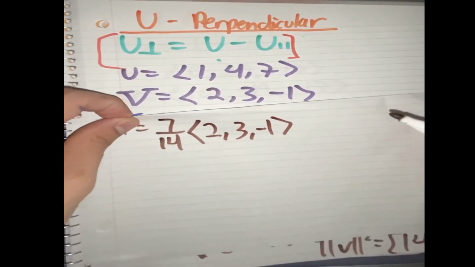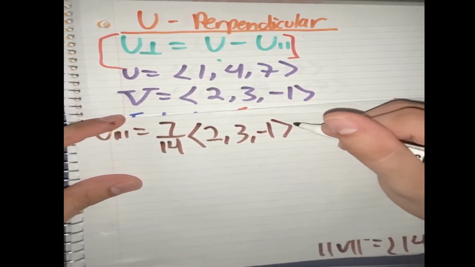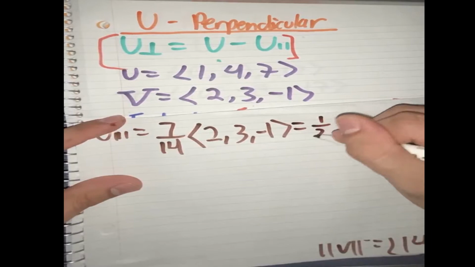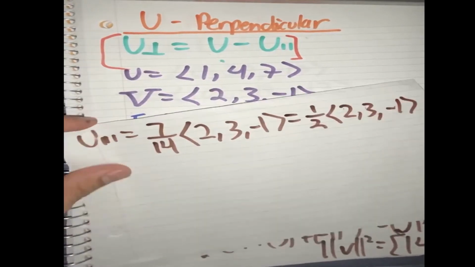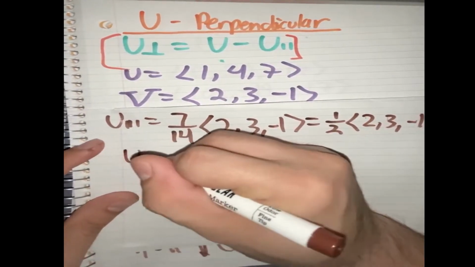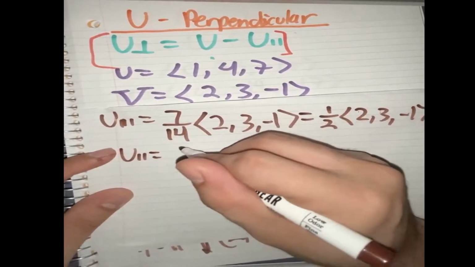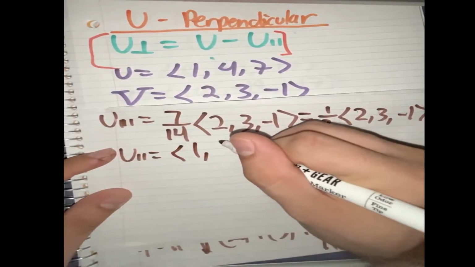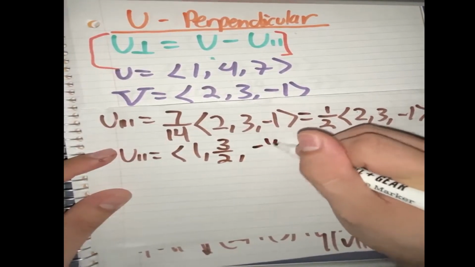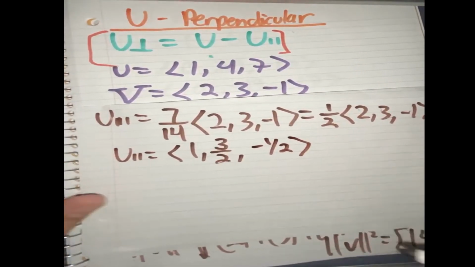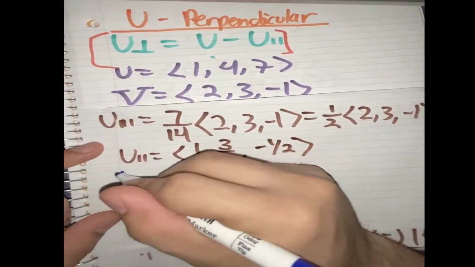The next step is we can take this a step further. We know 7 over 14 is equal to 1 over 2, so we simplify this: we have 1/2 times 2, 3, negative 1. Then we simplify the expression by distributing the 1/2 to every term. So 2 times 1/2 is 1, 3 over 2, and then negative 1 times 1/2 is negative 1/2. Now we have our u parallel component. The next step is to find u perpendicular.